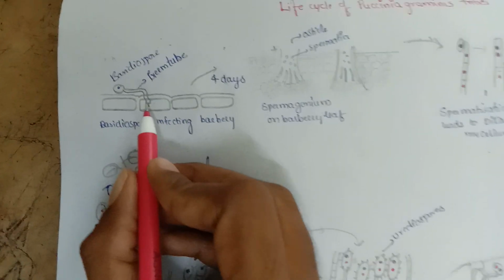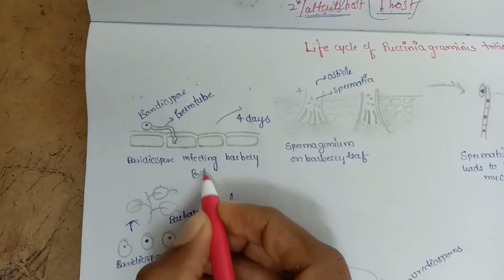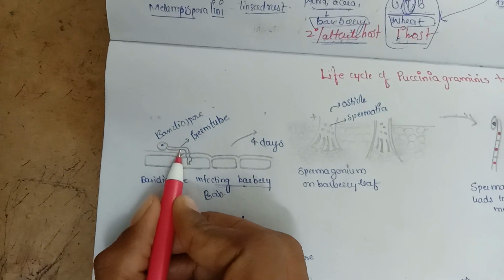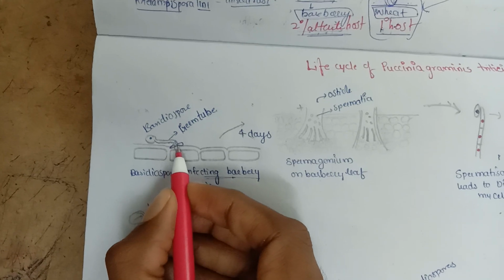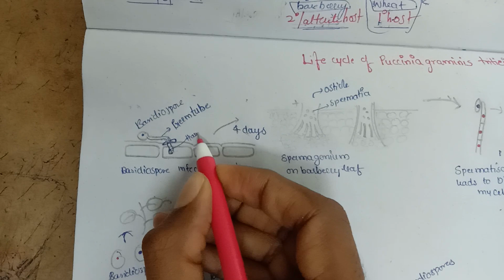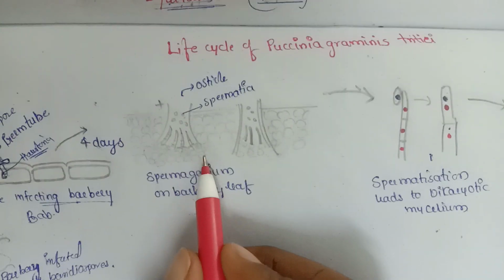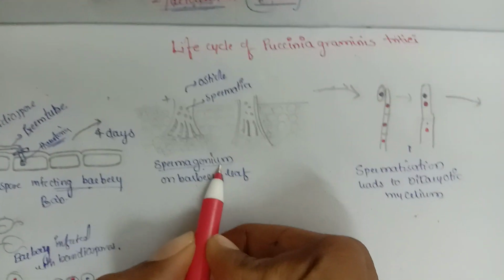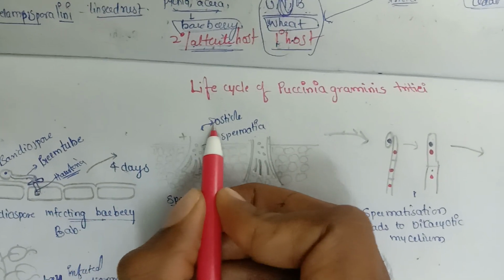First, the basidiospores infect the barberry leaf. They infect the barberry leaf and produce the germ tube, and it produces the appressorium, which is a penetrating organ. It will penetrate into the host tissue and produce the haustoria and get nourishment. And after 4 days it develops into spermagonium, a mass of tissue, and the spermagonium produces the spermatia, and the spermatia exit through the ostiole.